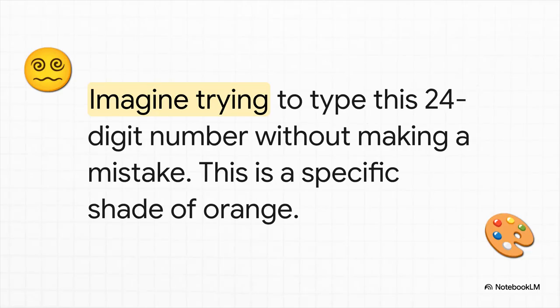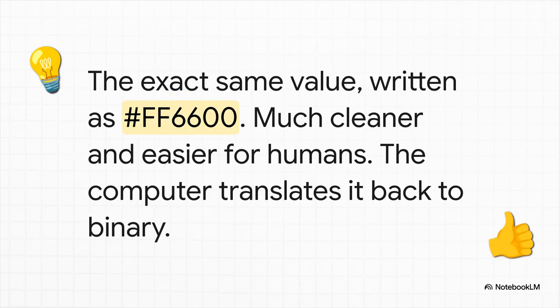Let's see it in action. Take a look at this binary number. It's pretty intimidating, right? This string of 24 digits actually represents a very specific shade of orange. Now, just imagine trying to type that out without making a single mistake. Yikes. And here's the solution. This is the exact same value, but written in hex. Instead of 24 digits, we have just 6. It's so much cleaner, way easier to read, and you're far less likely to mess it up.